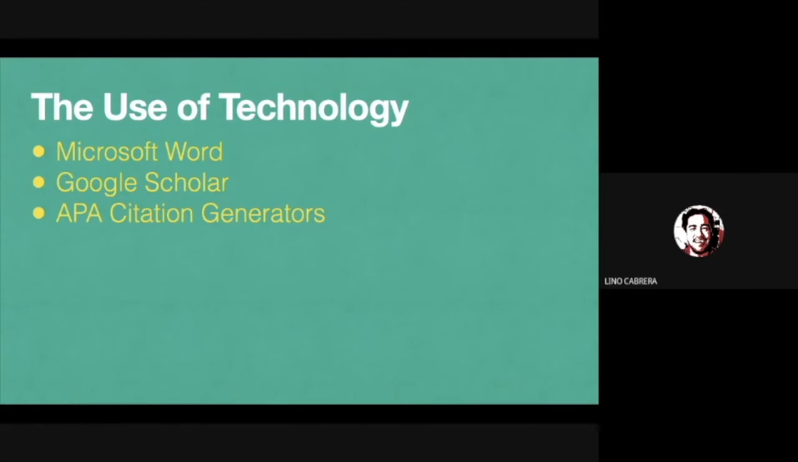Citing of sources using technology: first in Microsoft Word, then in the Google Scholar browser, and the APA citation generators. This is what I'm going to teach you.